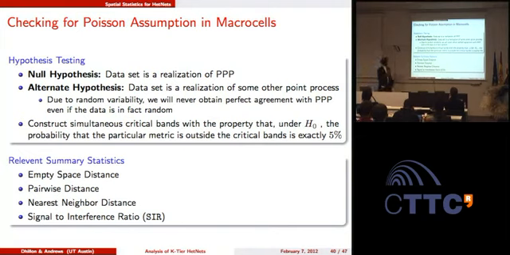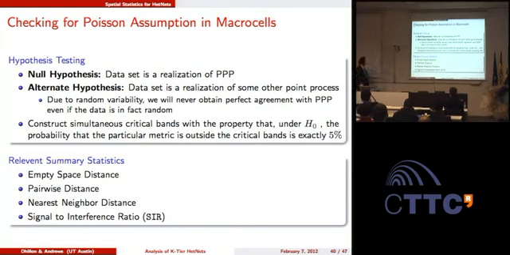Think about it like this: you have a finite window. So there is a certain probability of even getting a realization from a Poisson point process which actually looks quite regular. It is not always going to look quite random. So to study this, we construct a simultaneous critical band, or some confidence levels, over these summary statistics, and see if the data lies within those confidence levels or not.